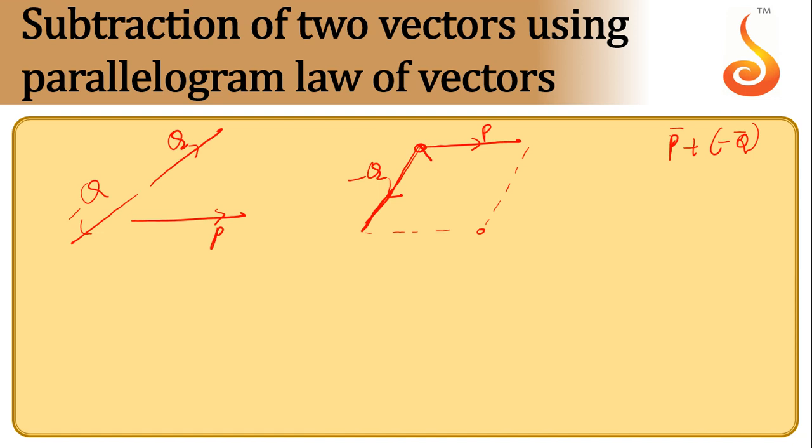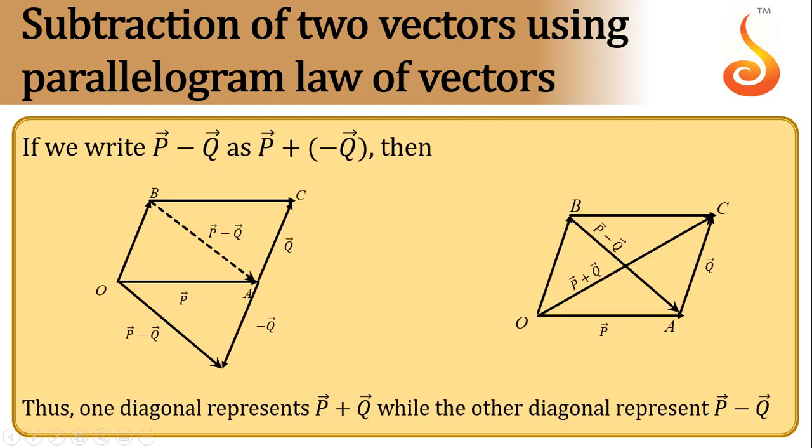Then the diagonal which passes through their points of intersection gives me the resultant. Resultant of what? This is the resultant. Resultant of P and minus Q, that is P minus Q. So resultant P minus Q is obtained like this. So this is how you construct.